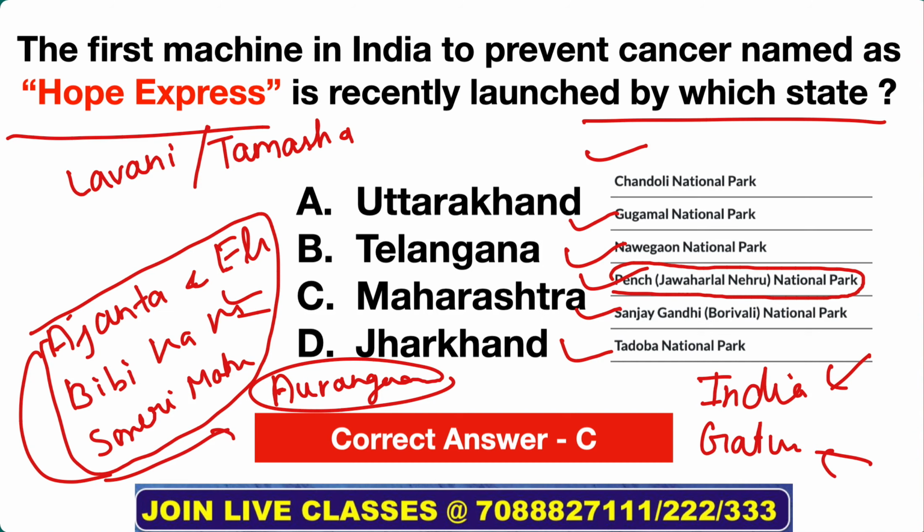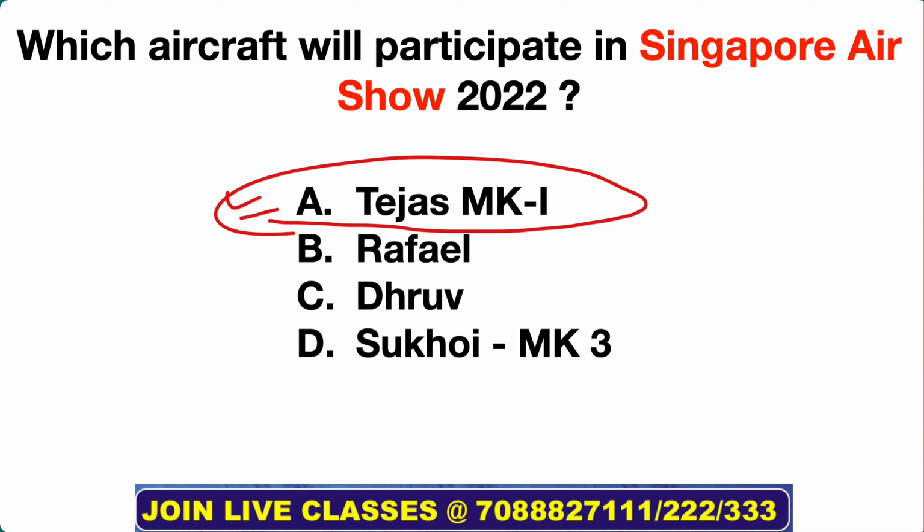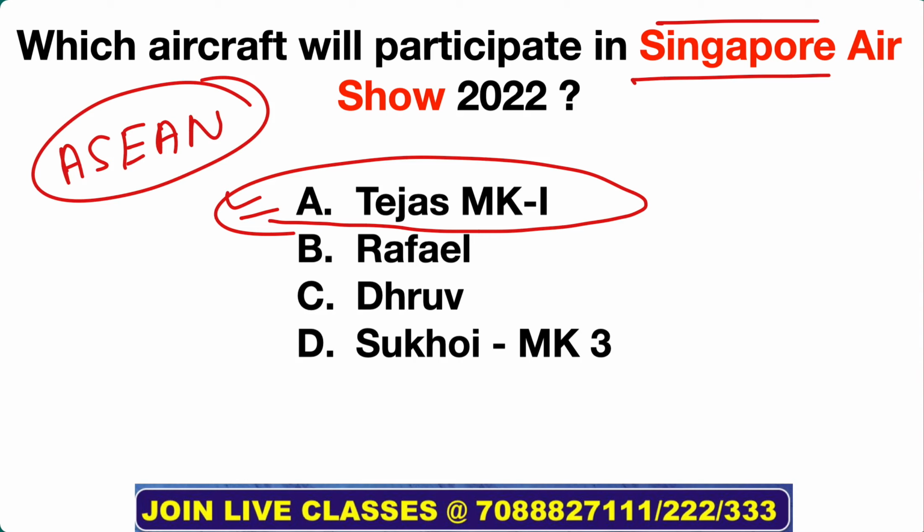Okay, so next question. Which aircraft will participate in Singapore Air Show 2022? So which aircraft will participate? The answer is Tejas MK1. Okay, and we do naval military exercises with Singapore. The capital is Singapore City. It is not a SAARC country. It is an ASEAN country. Singapore comes in the ASEAN group. There are 10 countries in ASEAN. So Singapore is a part of the ASEAN group.